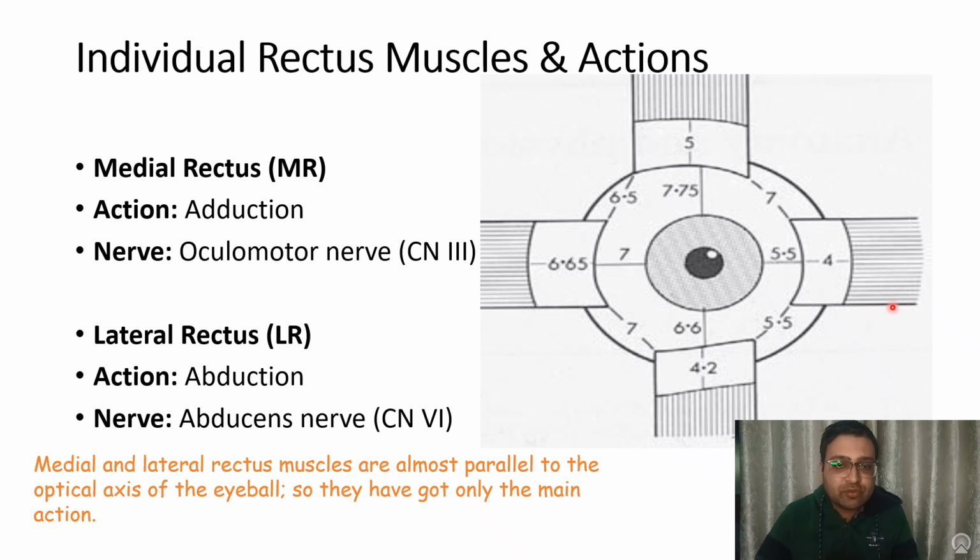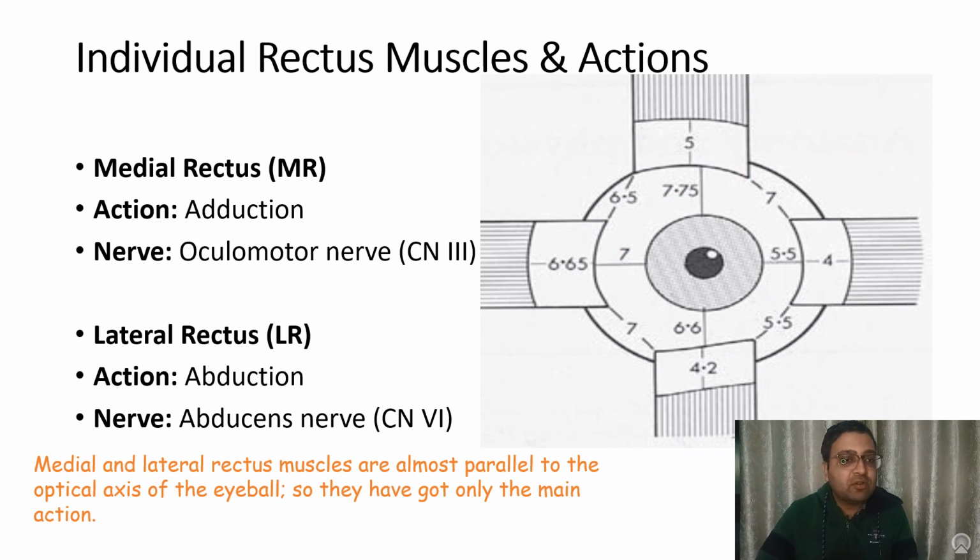Another thing we need to remember is the distance from the limbus at which they are inserted. We start from medial rectus, then inferior rectus, then the lateral rectus, then the superior rectus. Medial rectus is inserted at a distance of around 5.5 mm, then inferior rectus at 6.6 mm, then lateral rectus 7 mm, and then the superior rectus 7.75 mm.